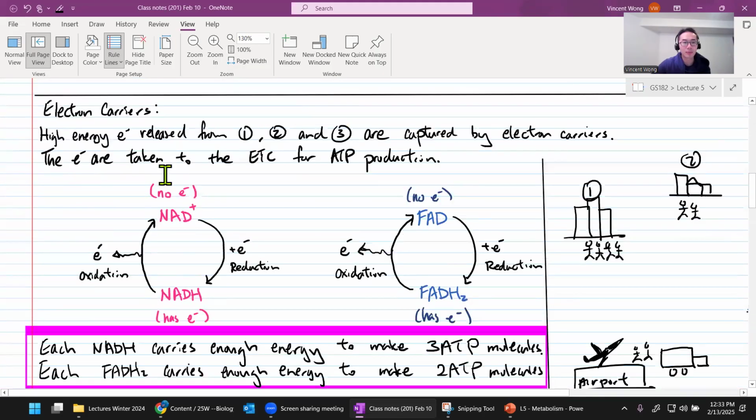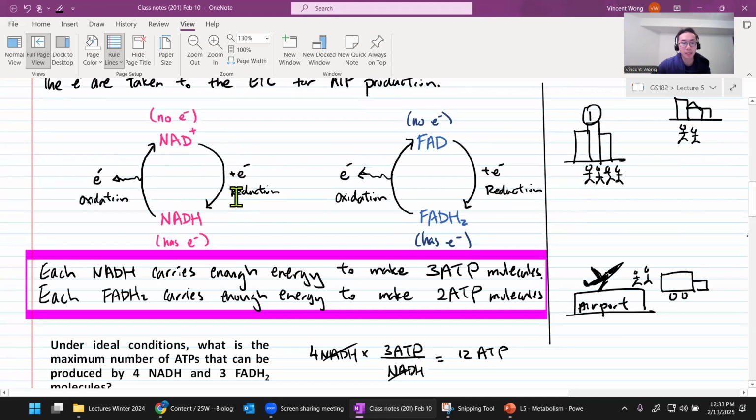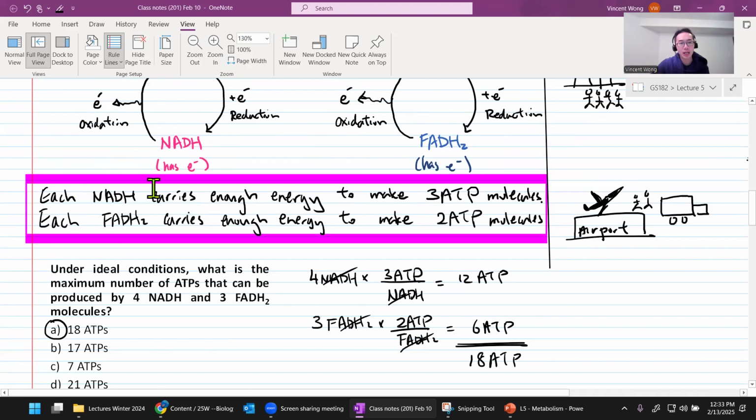The electron carriers we're talking about are the NAD plus and the FAD. So NAD plus and FAD are the empty versions. They can pick up the electrons and be reduced into NADH and FADH2. Once again, these energy carriers will transport the electrons to the ETC, which is located in the cristae. Now, you should also remember that each NADH is going to be carrying enough energy to make up to 3 ATP molecules, and each FADH2 carries enough energy to make up to 2 ATP molecules.